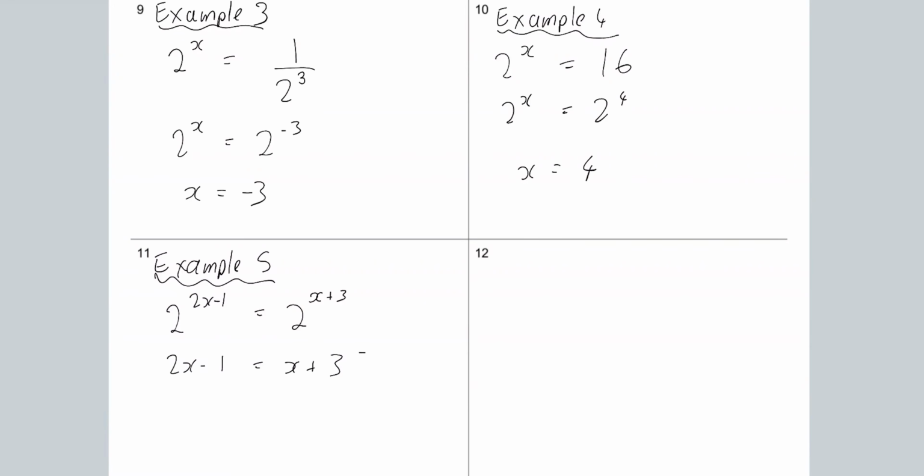So I'm going to have 2x minus 1 is equal to x plus 3, and therefore x is equal to 4. I can go back and check. 2 times 4 is 8 minus 1 is 7, so I've got 2 to the power of 7 here. 4 plus 3 is 7, so I've got 2 to the power of 7 here. So left-hand side is definitely the same as right-hand side. Questions?